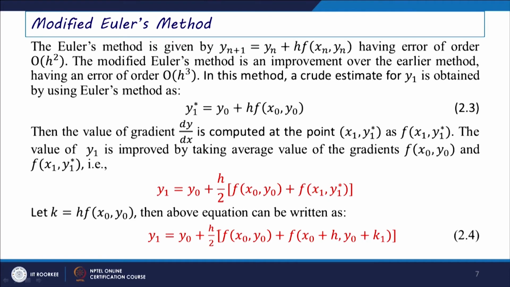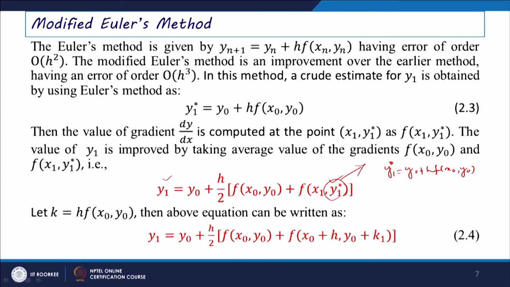Since two unknowns are associated in this formula, we can consider y1 star, which can be computed from the earlier step by using only Euler's method. Euler's method is written as y1 equals y0 plus h f of x0 y0. So from this we can calculate y1 star at the beginning of the problem. Then successively we can put these values in this formulation, and this can improve the nature of the approximation compared to the earlier one.